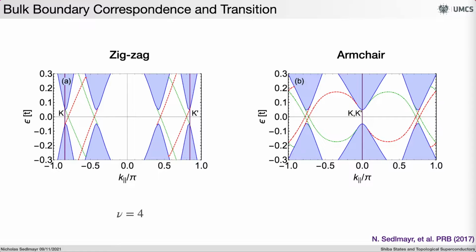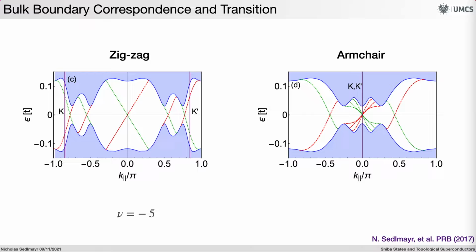Here I have a phase where the invariant is 4. If you count, you can see indeed there are 4 counter-propagating modes in each case. If I close the gap and open it again, I go to a different invariant here, -5, and I change the number of edge modes. But I have to close the gap and open it again to get from one of these to the other. The only other option to change the topology is to change the symmetry, but then I change the topological class of the material as a whole.